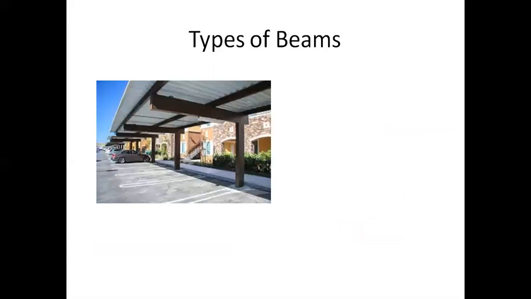So we'll continue with the types of beams. I have given some practical examples here. For example, this is a car shed. This is a beam. So can you guess what kind of beam it is? Yes, here if you see, one end is fixed here. The other end is free. So one end is fixed, the other end is free. Which type of beam is it called? It is a cantilever beam.